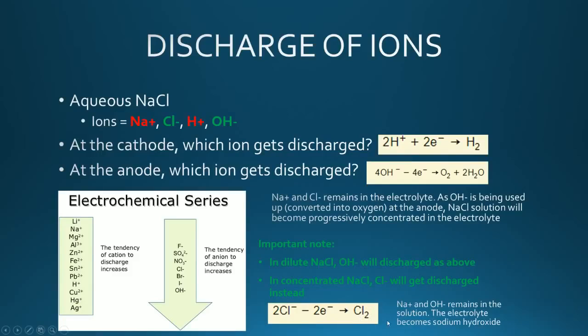And so what that will mean is that there will be sodium ions and hydroxide ions remaining in the electrolyte, and so that is basically sodium hydroxide. If they don't say anything, then just assume it's dilute, okay? But if they do specify concentrated solutions, then you'll have to go with the fact that chlorine will actually be formed instead of the oxygen.